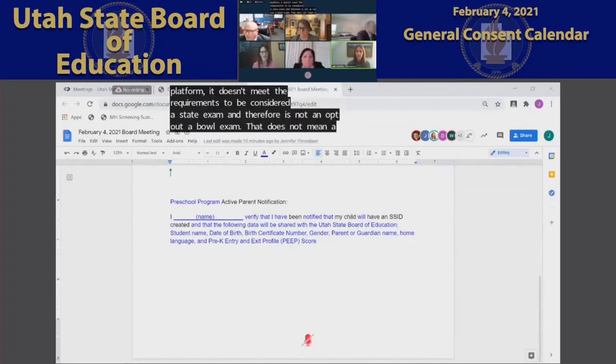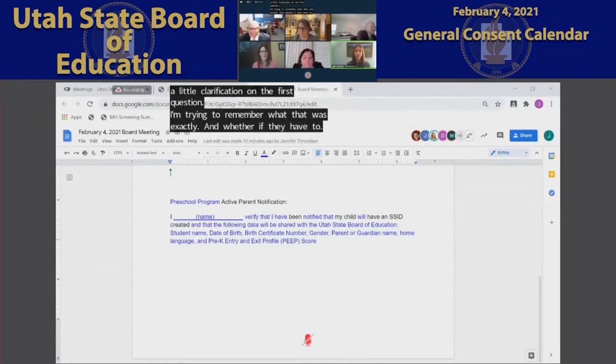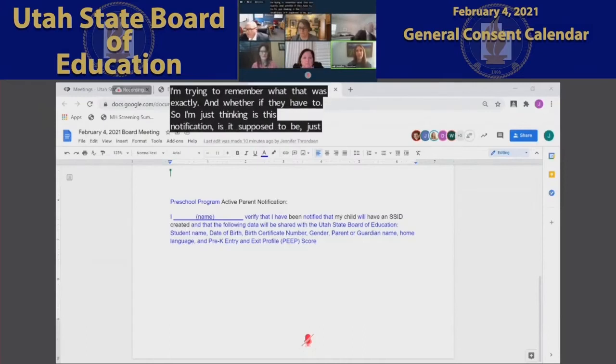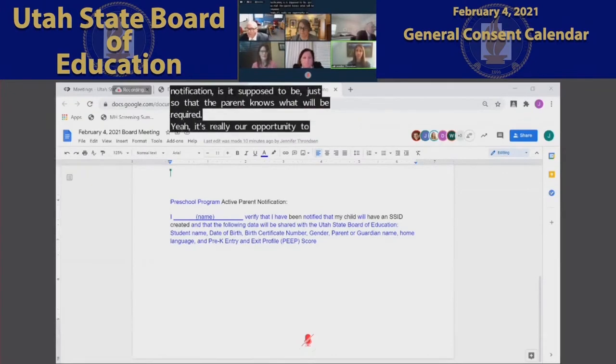Yeah, it's really our opportunity to share with them that we are collecting this data. It's from a transparency viewpoint, right, to let them be aware that we have this assessment that we'll be giving, and these are the data points we'll be sharing. But in terms of the right to take it, part of the enrollment in the program is that this test is required. So this notification is really just letting parents know this happens. And if you're not comfortable with that, please contact the contact person we identified, and they can talk you through your options.